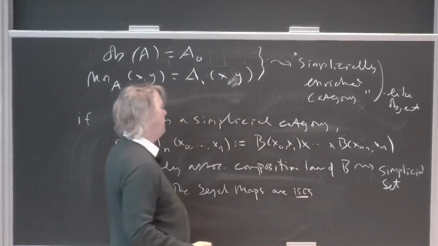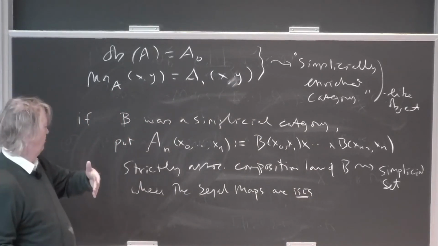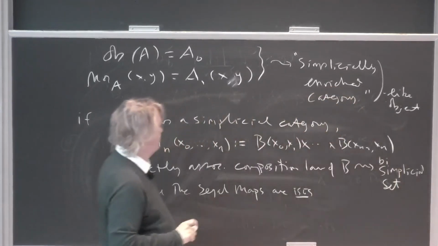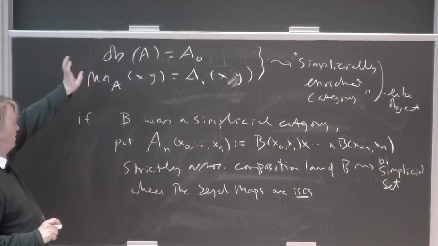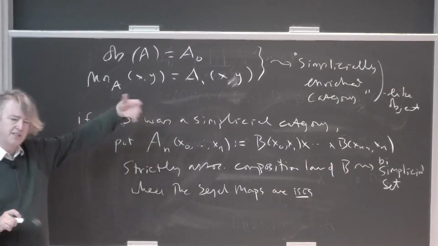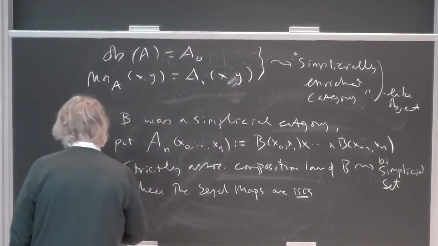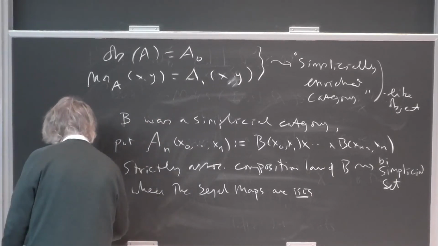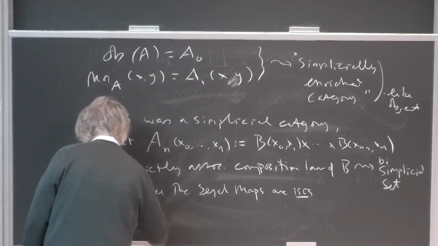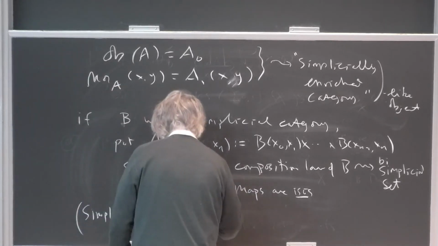And actually, if you think about it, conversely, if you have a bisimplicial set such that the A0 is constant and such that the Segal maps are isomorphisms, then that corresponds exactly to a simplicial category. Okay? So we have the category of simplicial categories, which maps to the category of Segal categories.